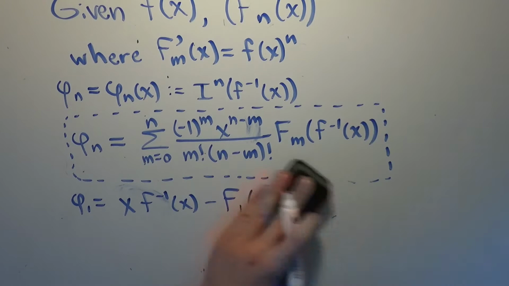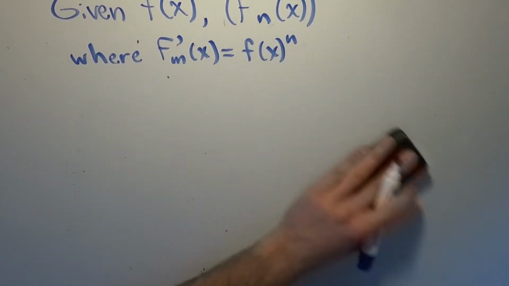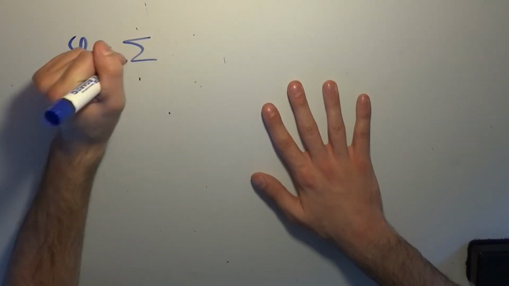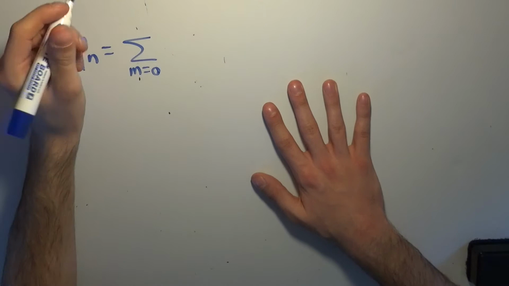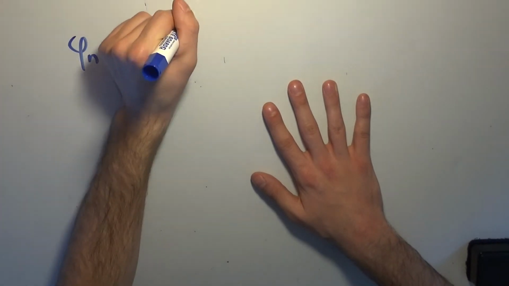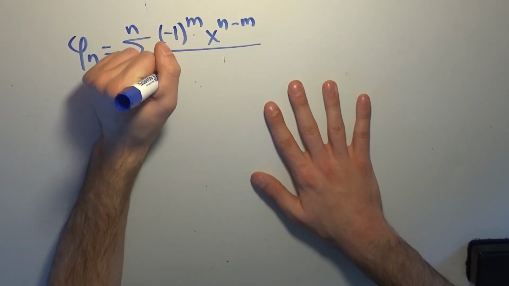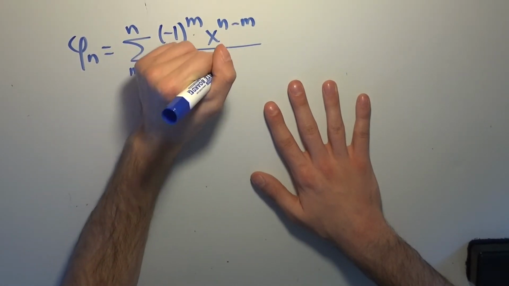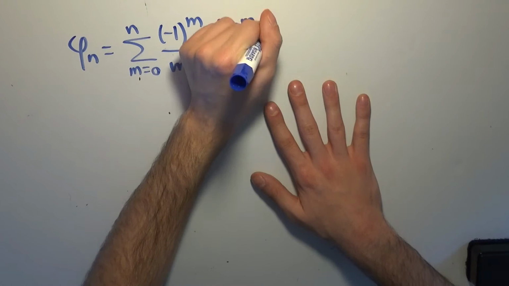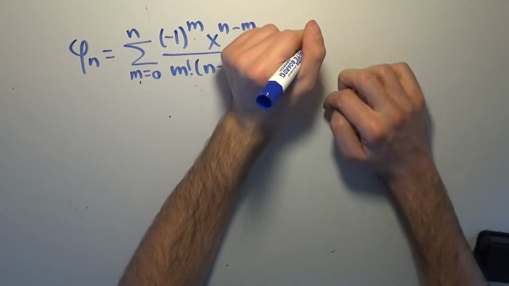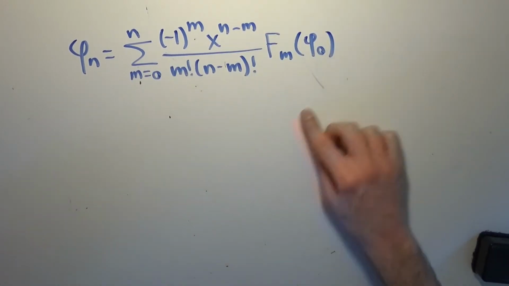So now what we should do is take the derivative of phi n and see that we do in fact get phi n minus 1. Phi n is precisely equal to the sum from m equals 0 to n of negative 1 to the power of m times x to the n minus m over m factorial times n minus m factorial times big F sub m of f inverse. But f inverse is Phi0, so I'm just going to write that from now on.